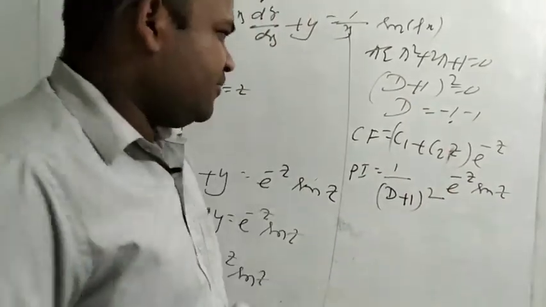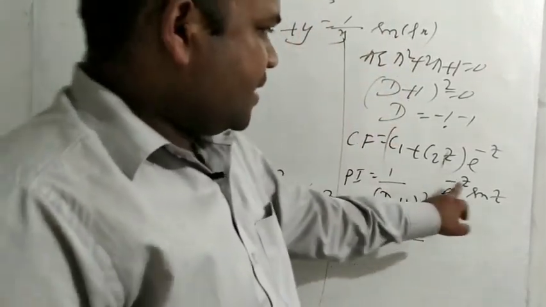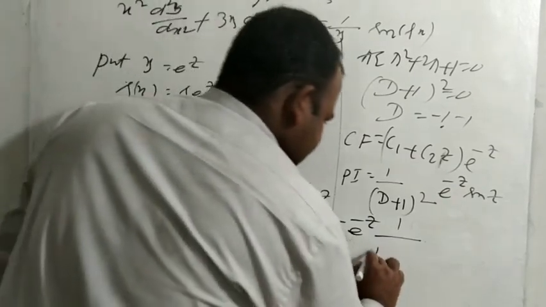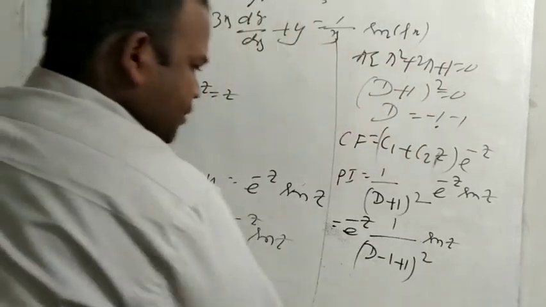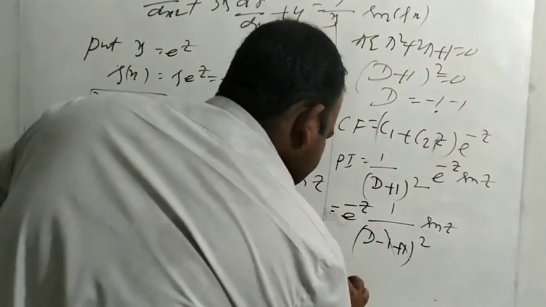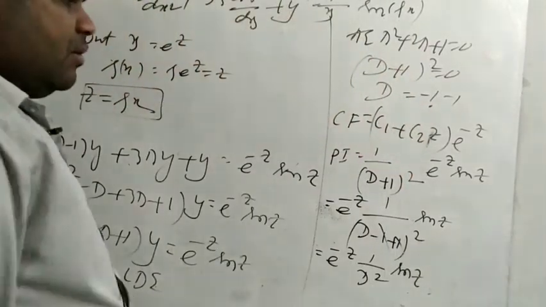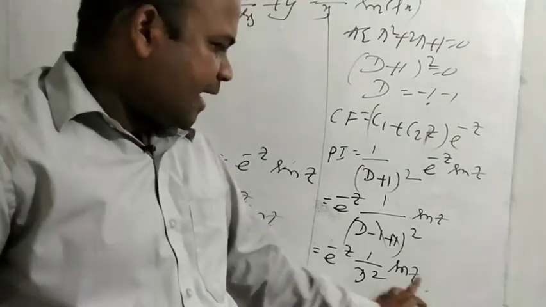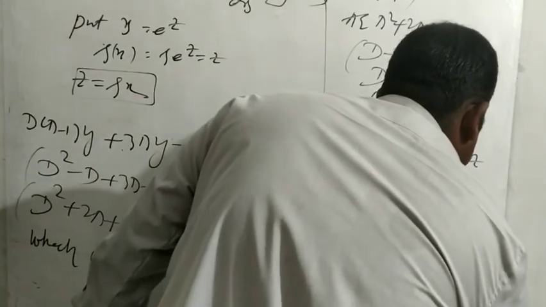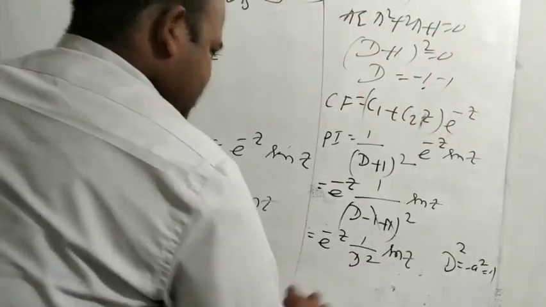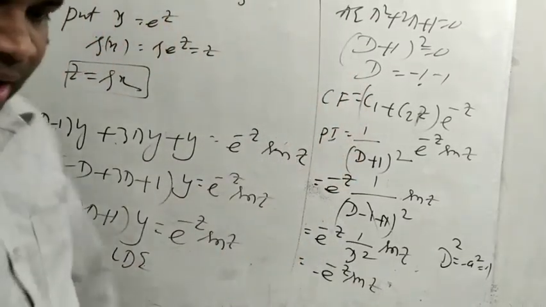So e raised to x into v, use type 4. So this is e raised to minus z, it will go outside. And d will be d plus a equal to minus 1. So this is 1 upon (d minus 1 plus 1) whole square into sin z. Plus or minus 1 cancelled. So this is e raised to minus z 1 upon d square sin of z. Now the double integration of sin z, or type second, d square equals to minus a square. So d square equals to minus a square equals to minus 1. So this is minus e raised to minus z sin z. So this is our PI.